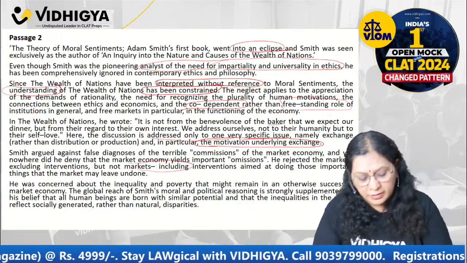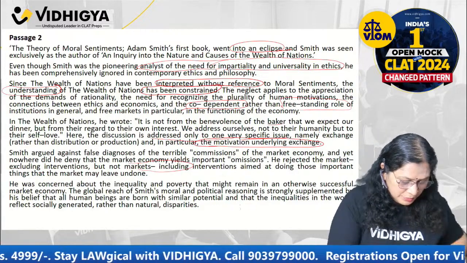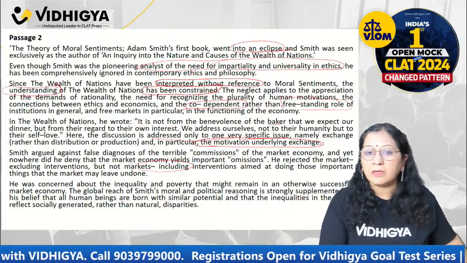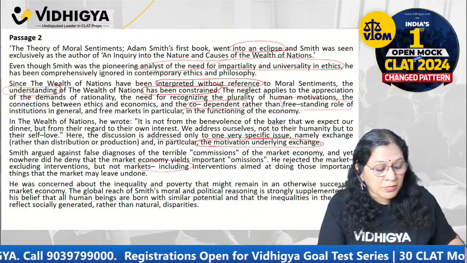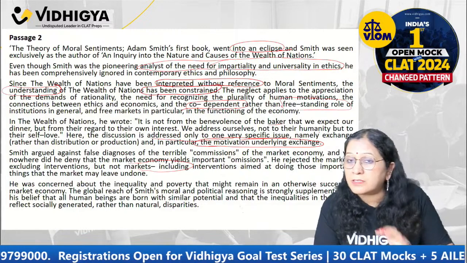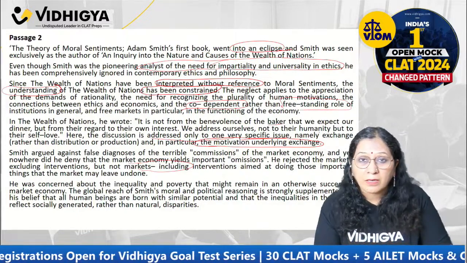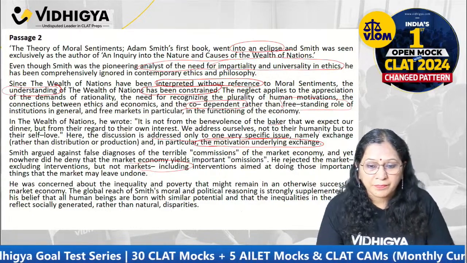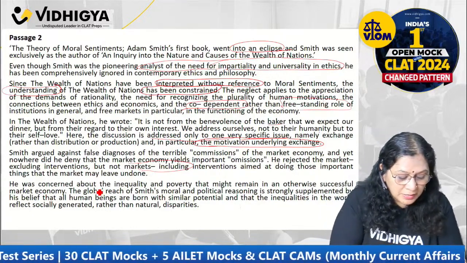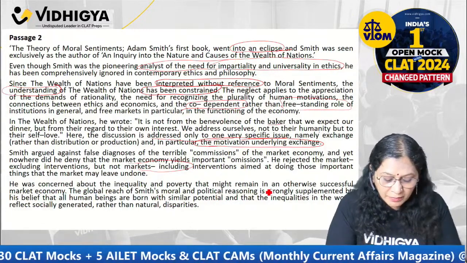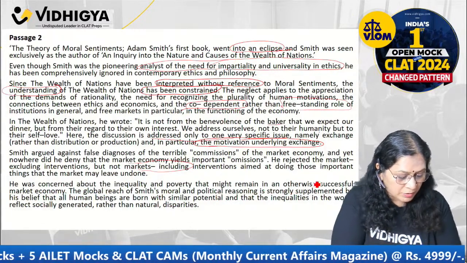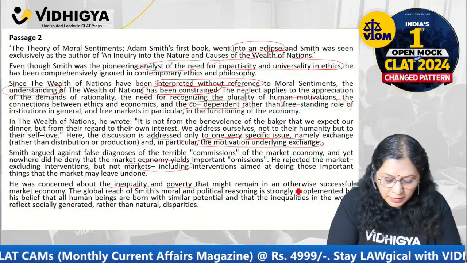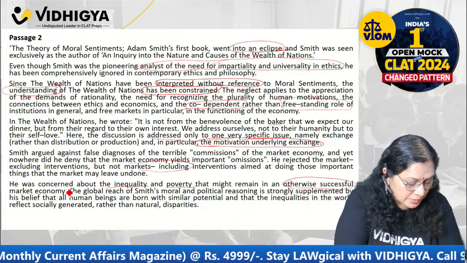Market excluding interventions. Now this much is what we need to understand, because as I said, most of you feel an aversion for economics, so this paragraph, even this passage, even if a small one, a few of you would be leaving it for the end. Possible. So he was concerned about the inequality and poverty that might remain in an otherwise successful market economy. Inequality and poverty can remain in a successful economy.